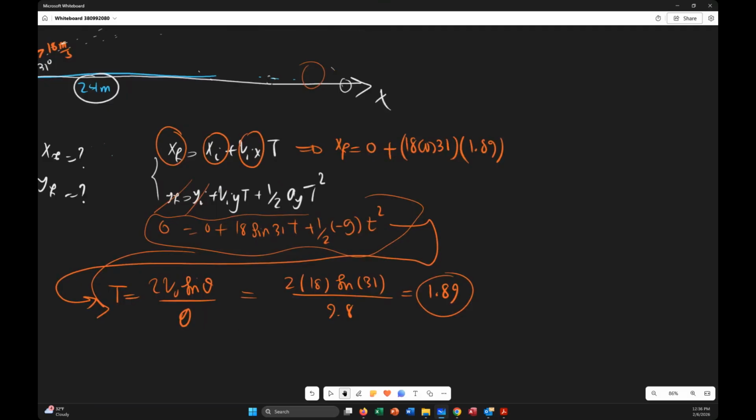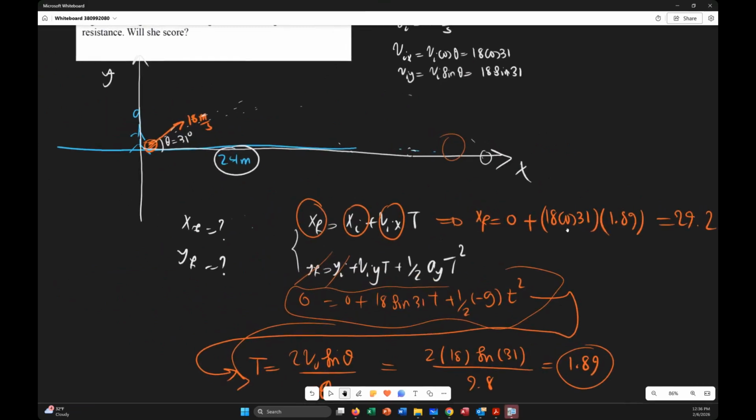Let me just, I can bring my calculator as well. How much did you get? 29.2. 29.2, yes? What does it mean? If there was no goalie, this ball with this velocity can go until 29, yes? Until here. This is 29.